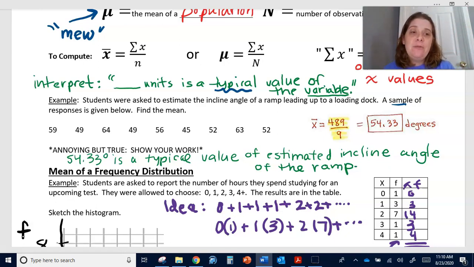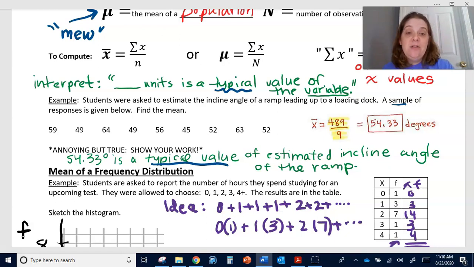Okay. The other thing is that we need to be able to interpret this. If I say interpret the mean, tell me what the mean means. I would say 54.33 is a typical value of the variable, estimated incline angle of the ramp for this sample of students.